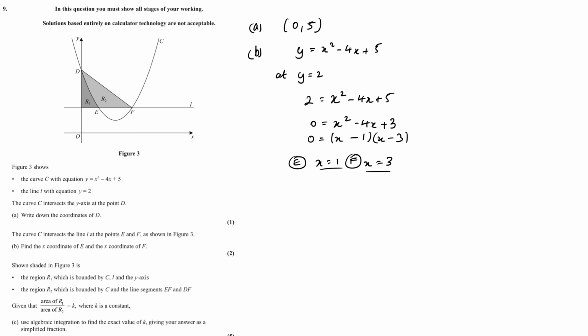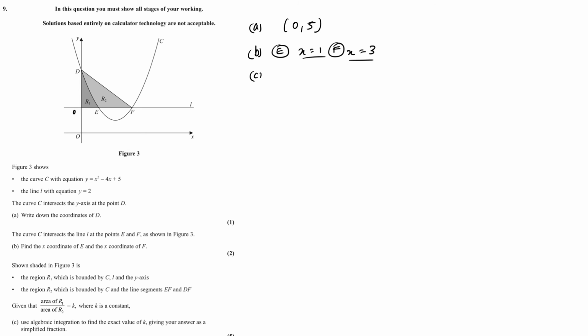So it says the shaded region R1, that's here, and region R2, this one. And it wants the area of R1 over R2 equals K, and we have to find K. So what we need to do here is basically find these two areas. So I'll just put these values onto the diagram. That's 1 and that's 3 there. And that there is 5.